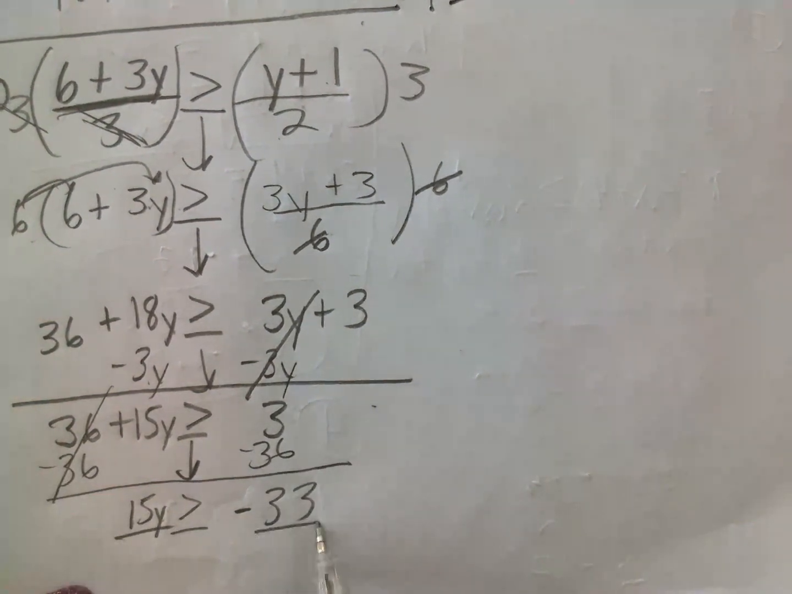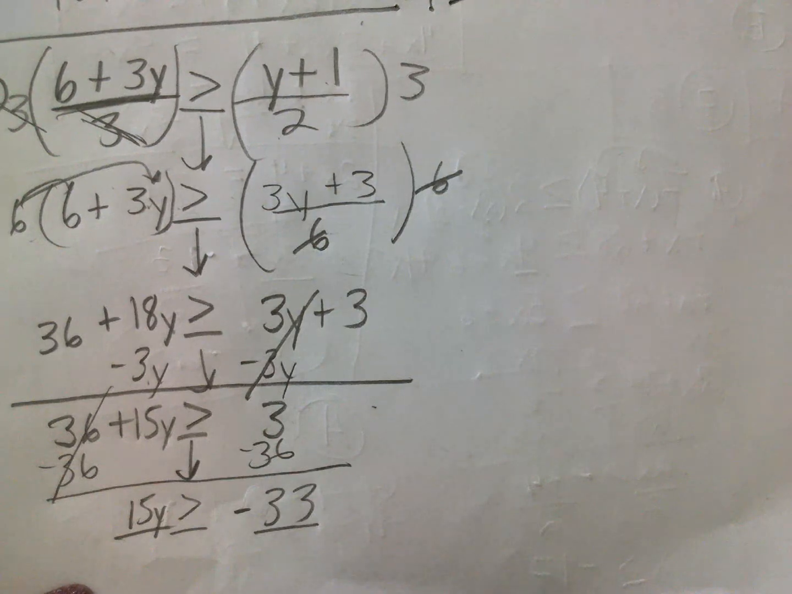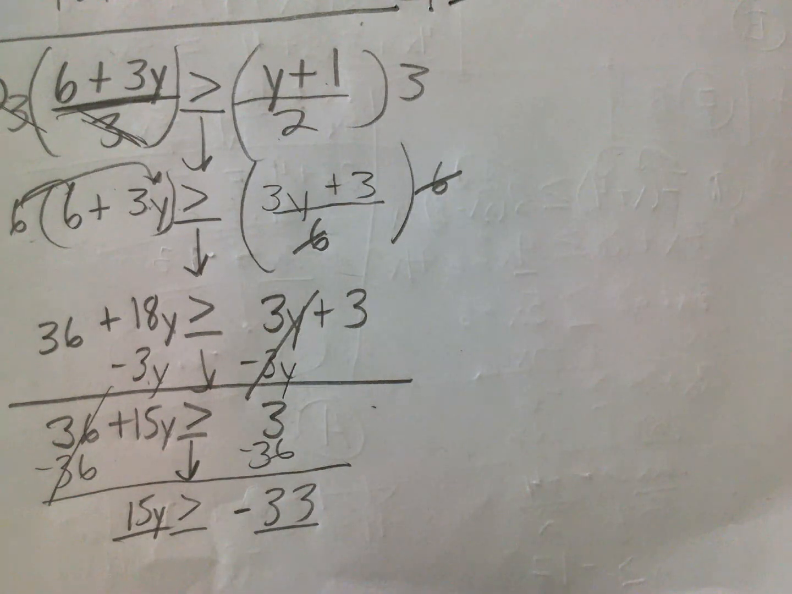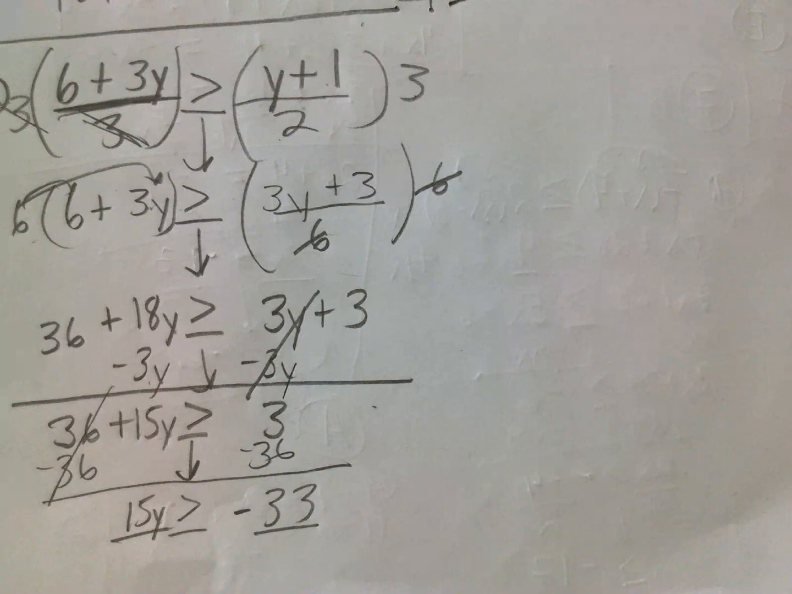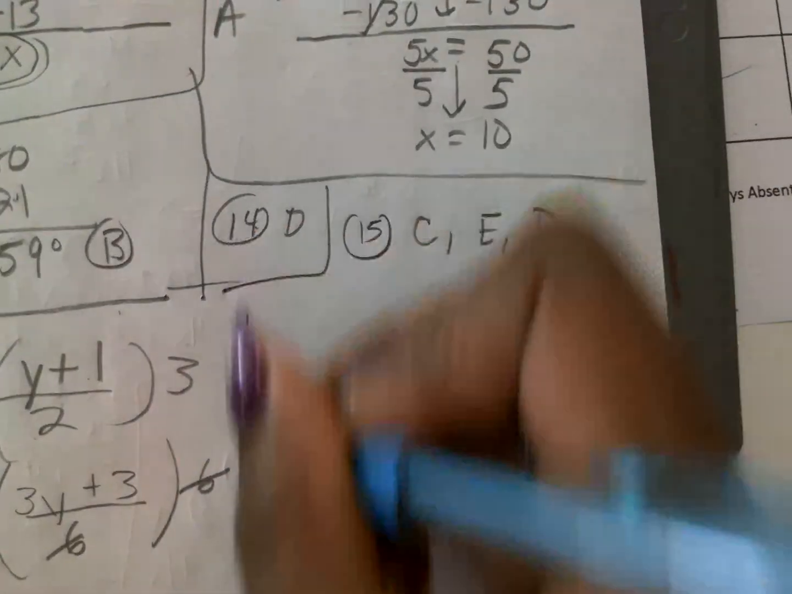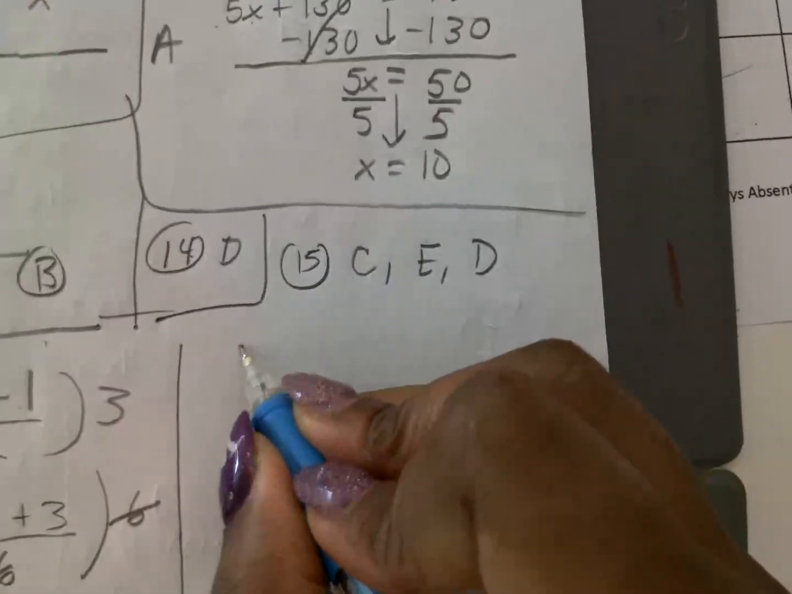So now we're going to divide both sides. Hold on. Whoa. Hold on. Let me check something. I think I did something wrong. Hold on. Let me check. All right. So that didn't go well. Let me do it again.